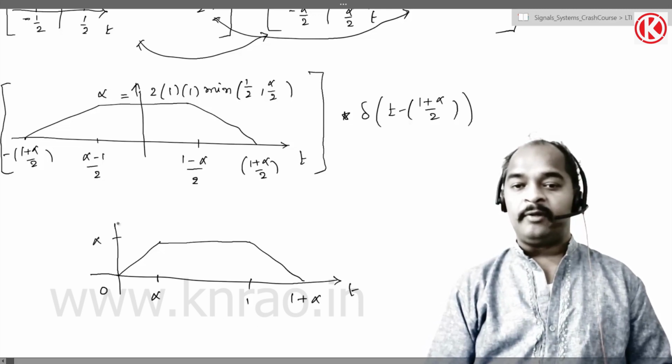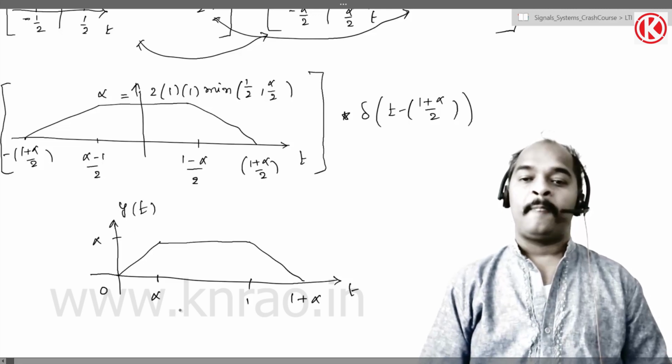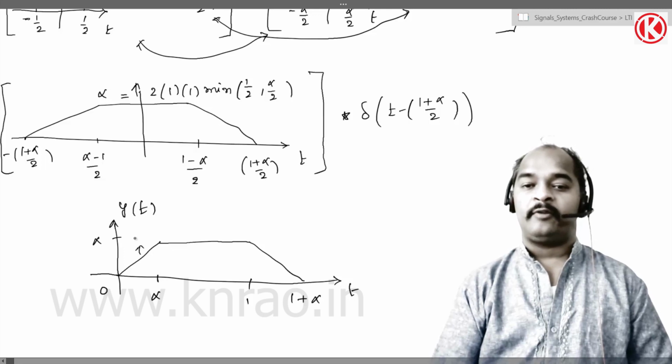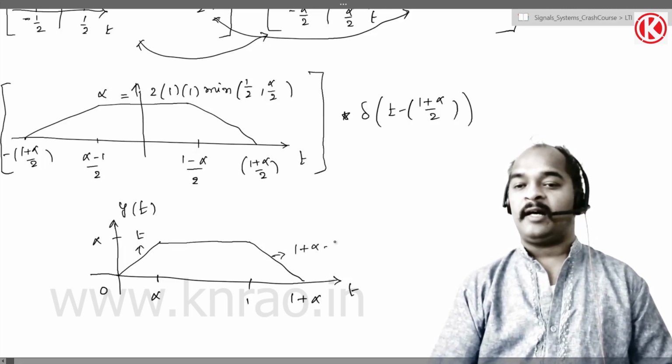And what about the amplitude? Amplitude is alpha. This is our final y of t. Okay, and the equation of this line would be how much here? t, and the equation of this line would be 1 plus alpha minus t. So you can do that.